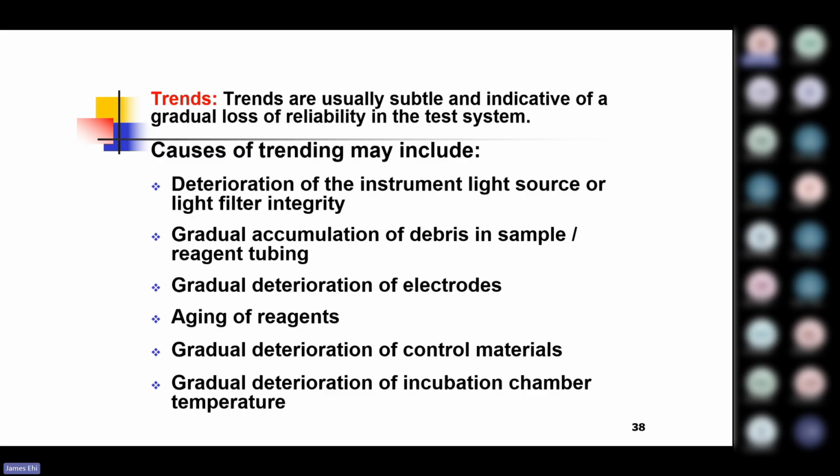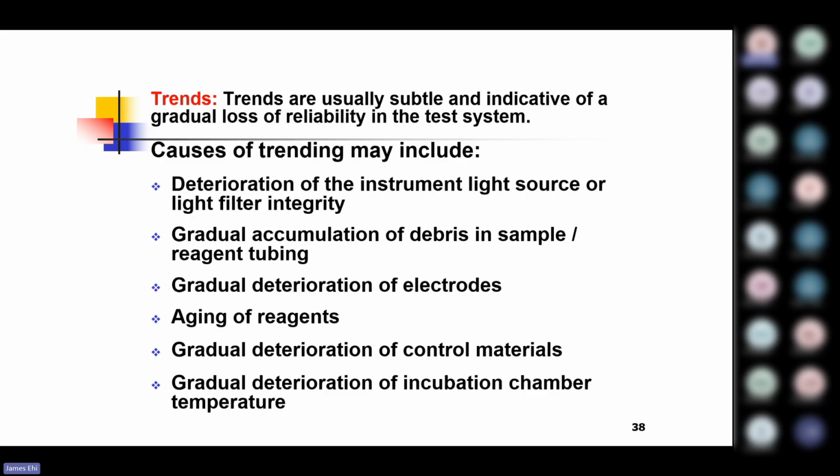Then sometimes gradual loss and deterioration of the control material can also lead to a trend. You are using control beyond the open vial life, the piercing period given or recommended by the manufacturer. You most likely are going to have some challenge also with your control showing a downward trend. Then there is the gradual deterioration of incubation chamber temperature.